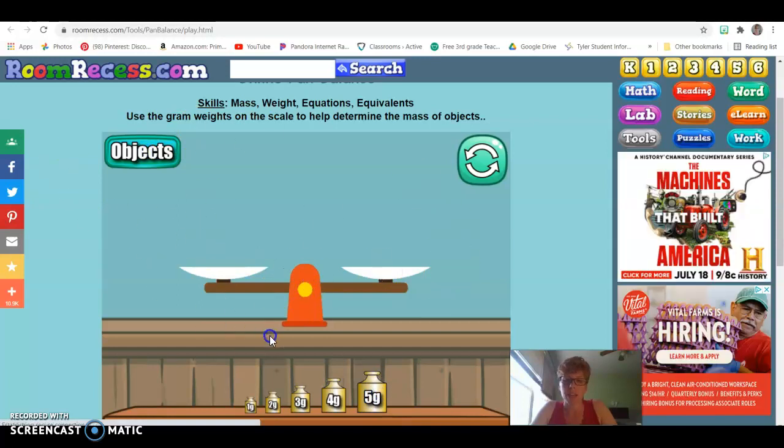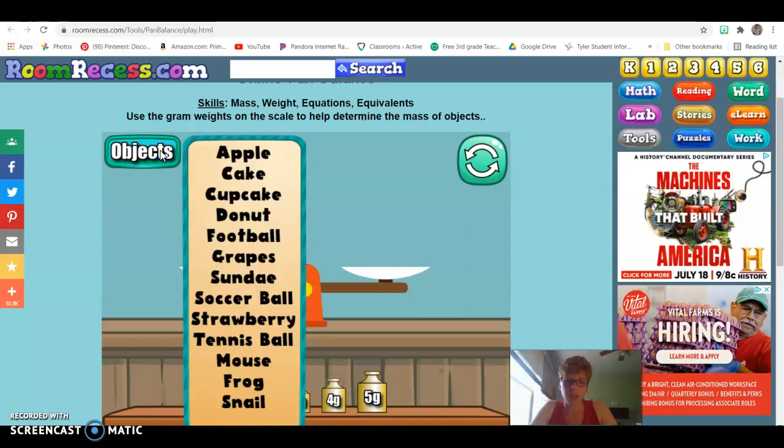So besides having this scale in front of us and having these weights, let's look at them. We've got 1 gram, 2 grams, 3 grams, 4 grams, and 5 grams. If we click on the word objects, all of these objects come up. We've got apple, cake, cupcake, donut, football, grapes, a sundae, soccer ball, strawberry, tennis ball, a mouse, a frog, or a snail. Those are some very interesting objects.